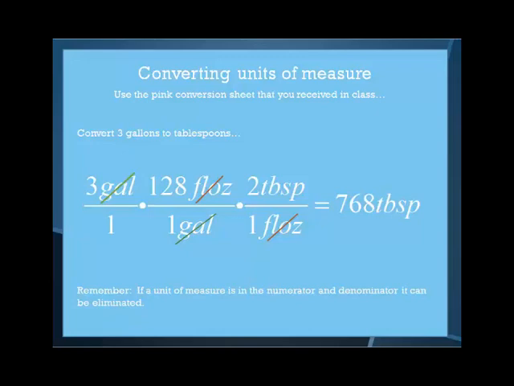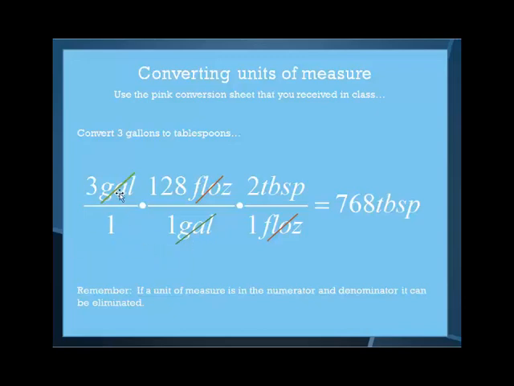So we're going to convert 3 gallons to tablespoons. Using your conversion sheet, we see that there are 128 fluid ounces in 1 gallon, and that there are 2 tablespoons in 1 fluid ounce. When you set up this equation, it's important to note that the way that you eliminate labels is by having it in the numerator and the denominator. So as you can see, gallons appear first in the numerator, so we can eliminate it by putting it in the denominator.